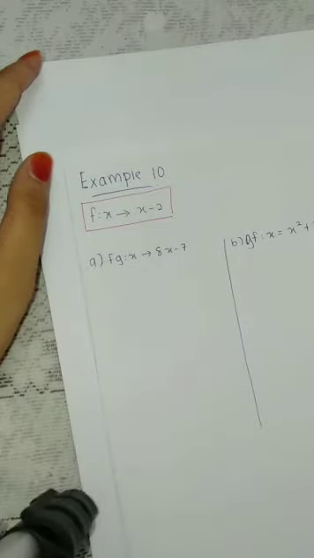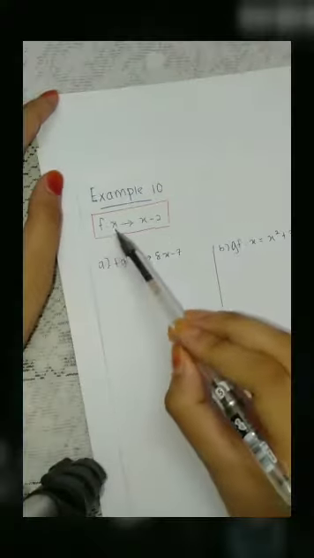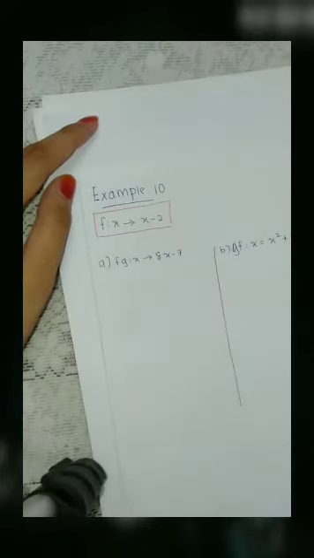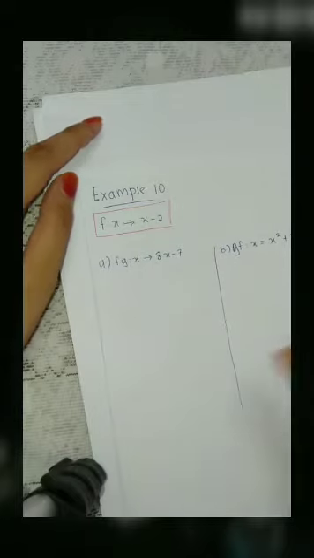So we will learn about how to determine a function when the composite function and one of the functions were given. So let's take a look at example 10. It is given that function f is equal to x minus 2, and this question asks us to find the function for g. So let's move to question A.